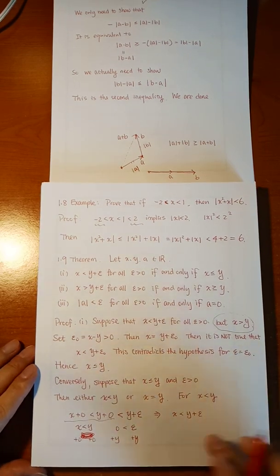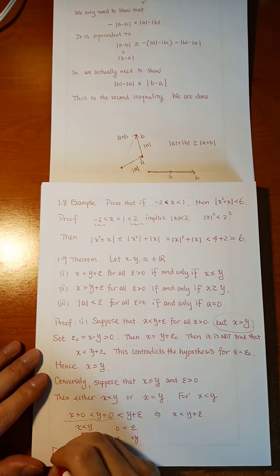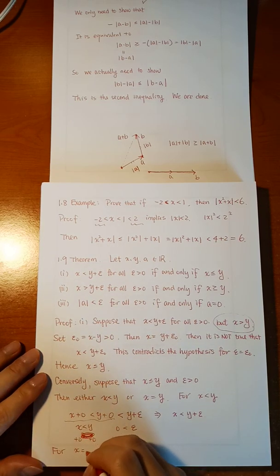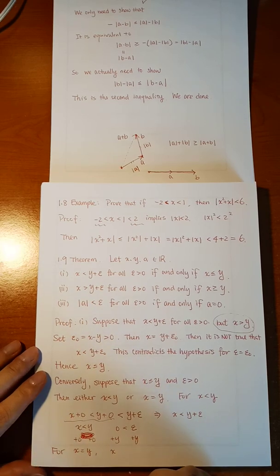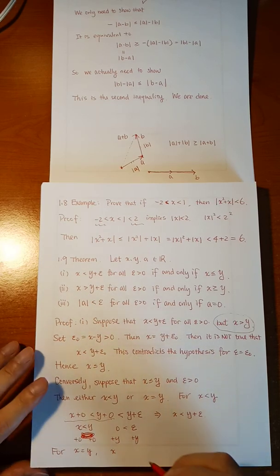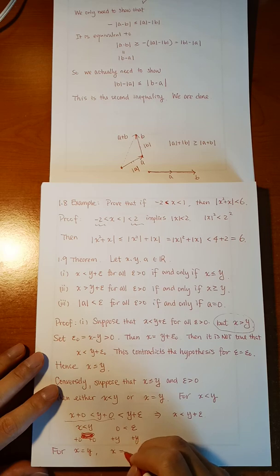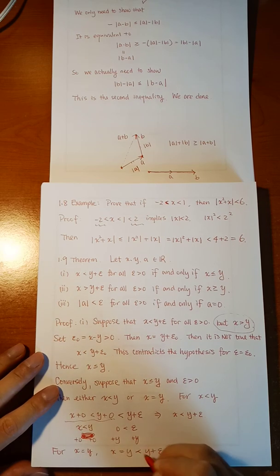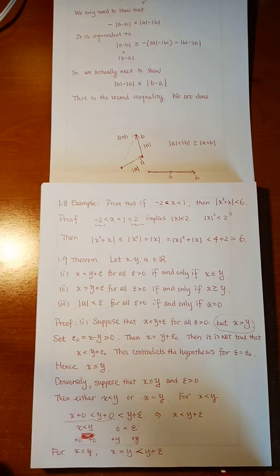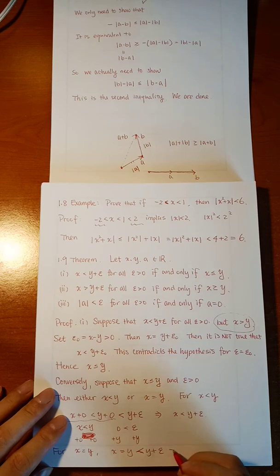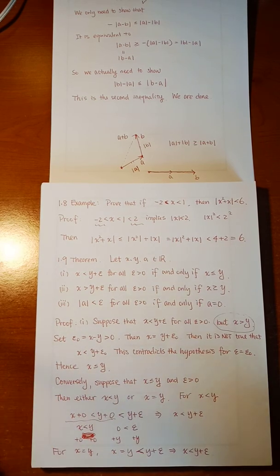X less than y plus epsilon. For x equal to y, then x is equal to y and it is less than y plus epsilon for sure. That's the same thing. Y is less than y plus epsilon. So you have the same thing. So we prove the first statement.